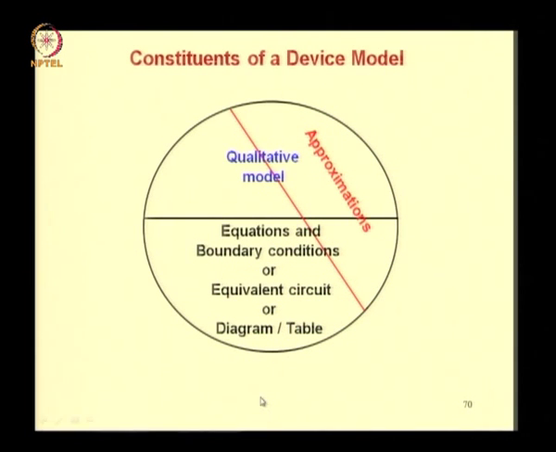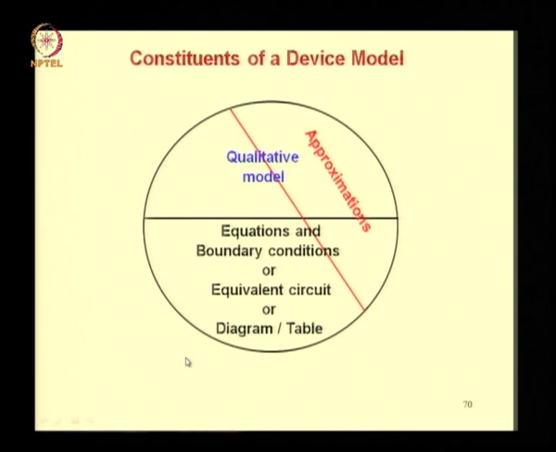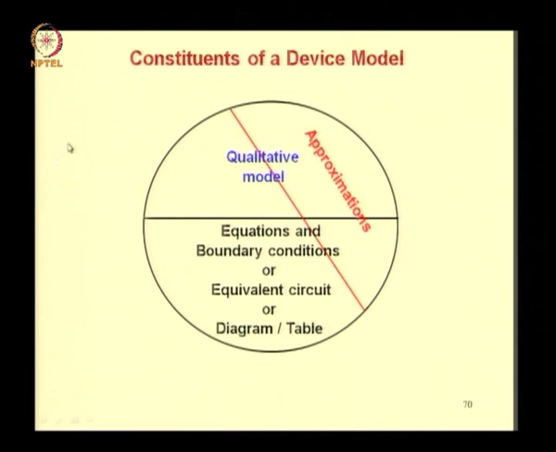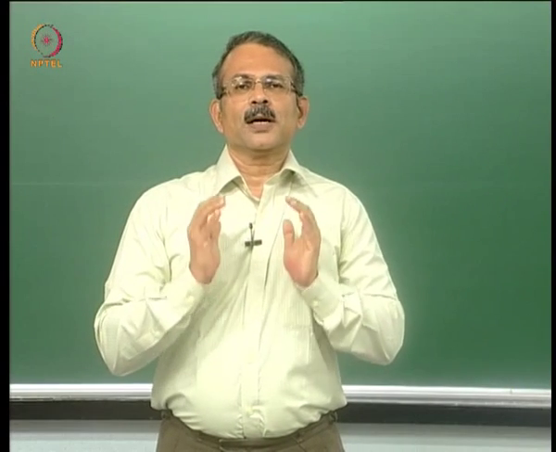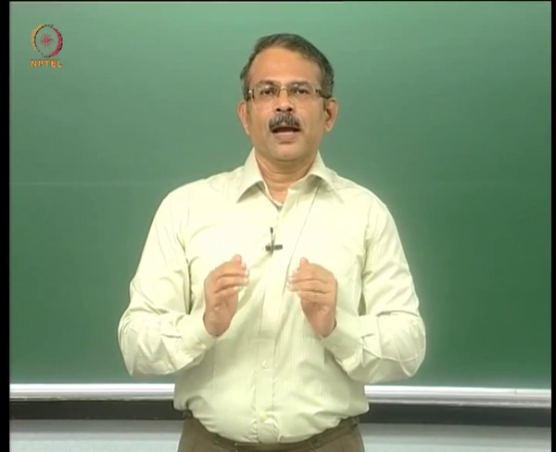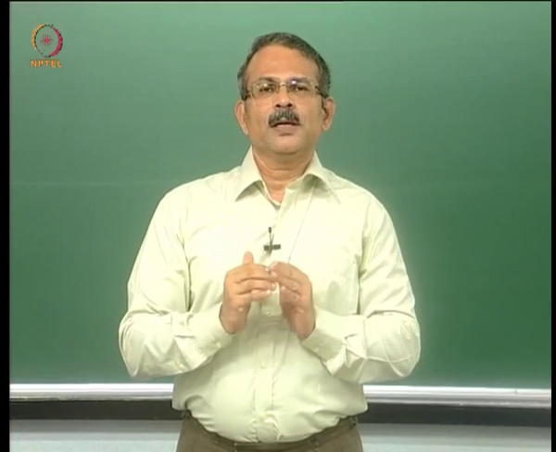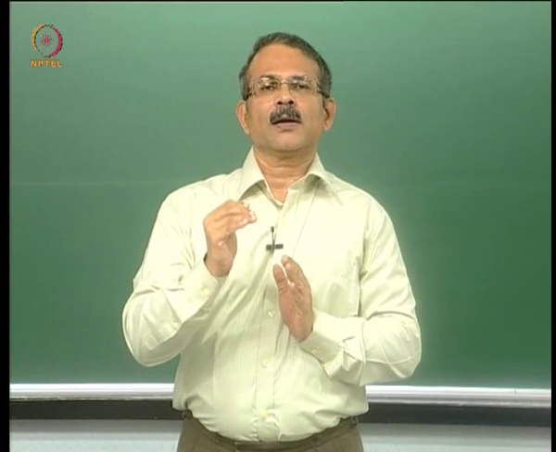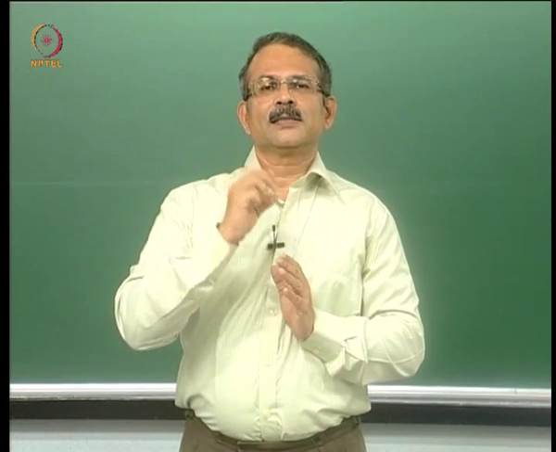Let me repeat the slide about constituents of a device model, which said that the body of the model consists of a qualitative part, a quantitative part which could be equations and boundary conditions or equivalent circuit or diagram, graph and table, and an important part of both qualitative and quantitative models is the set of approximations. So this is a diagram that you should commit to memory about a model, and you should not assume that only the equation, equivalent circuit or diagram or table is the model.